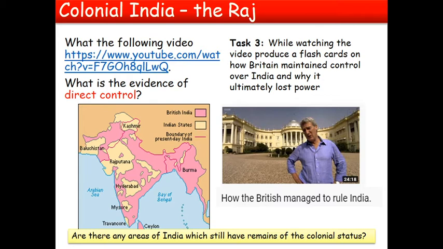And then what I want you to also include is some wider research on why ultimately India lost power or lost its colonial status from the United Kingdom.